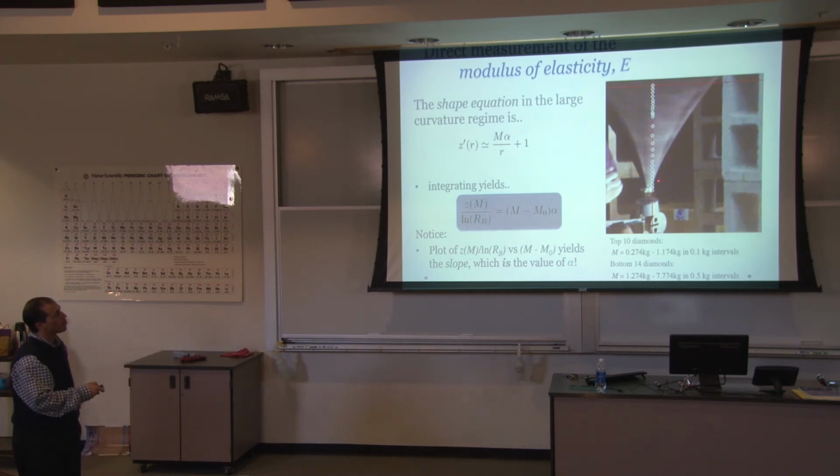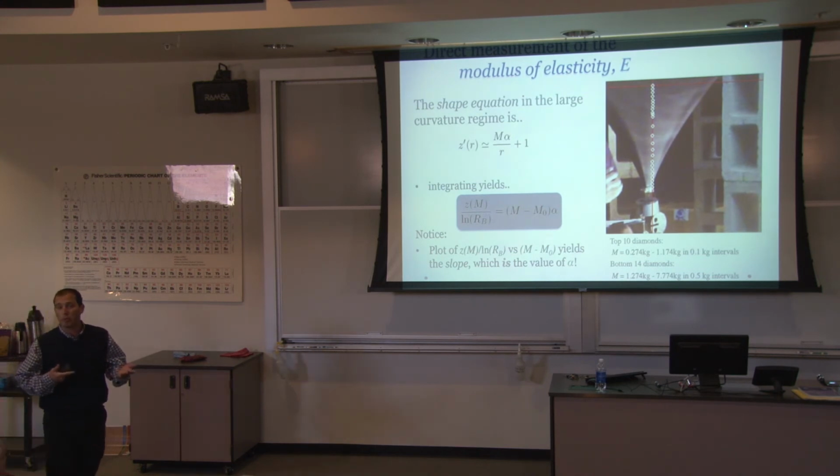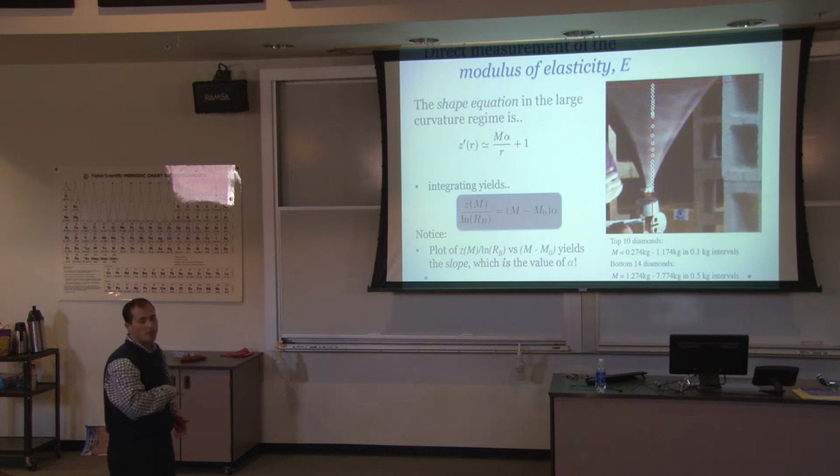And you can see this thing's causing it to warp a lot. But what do I do? I need to find alpha. I need to experimentally determine it directly. If I go back to my shape equation, in the large curvature regime, z prime takes this form, and I keep the first 2 terms. I can easily integrate this expression, and that gives the shape function, z as a function of r, that describes the curve of this guy here for a given mass.